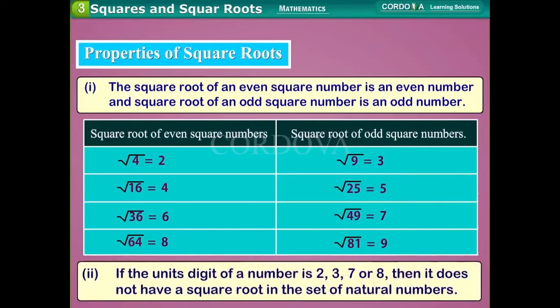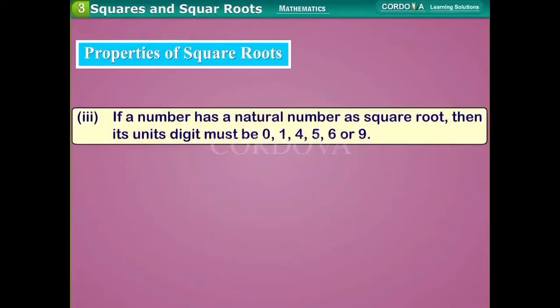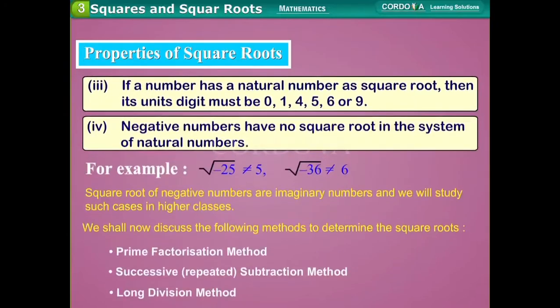If the units digit of a number is 2, 3, 7 or 8, then it does not have a square root in the set of natural numbers. If a number has a natural number as square root, then its units digit must be 0, 1, 4, 5, 6 or 9. Negative numbers have no square root in the system of natural numbers. For example, the square root of minus 25 is not equal to 5, and the square root of minus 36 is not equal to 6. Square roots of negative numbers are imaginary numbers, and we will study such cases in higher classes.